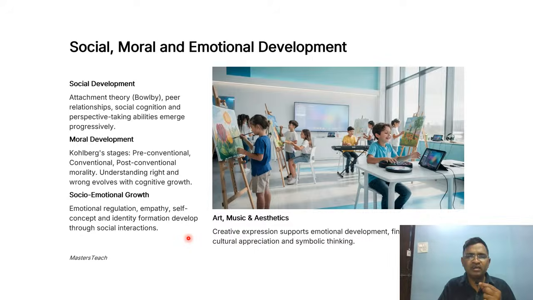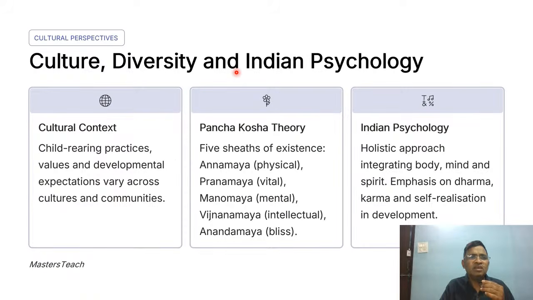So art and music aesthetic, so creative expression supports emotional development, fine motor skills, cultural appreciation, and symbolic thinking. This is about the social, moral, emotional development. Then there are cultural perspectives. The development takes place through cultural perspectives: culture, diversity, and Indian psychology, cultural context. So child-rearing practices, values, and development expectations vary across cultures and communities.